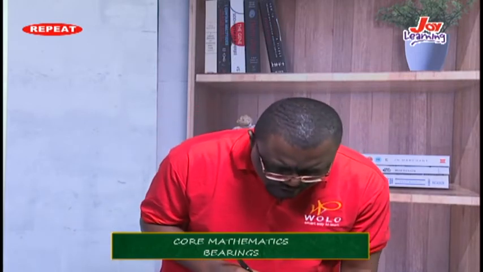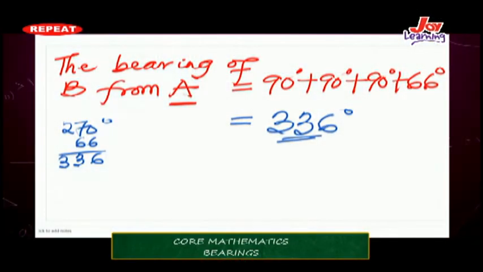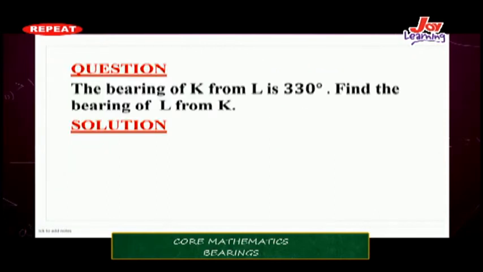Okay, let's look at the second back bearing question. The bearing of K from L. The bearing of K, but from where? From L. Is 330 degrees. Find the bearing of L from K. So we have interchanged K and L, so this is back bearing.